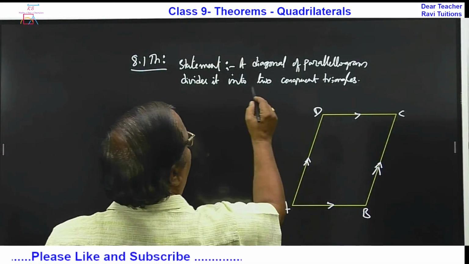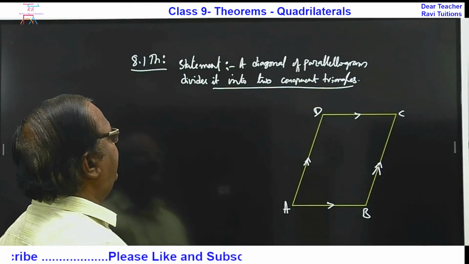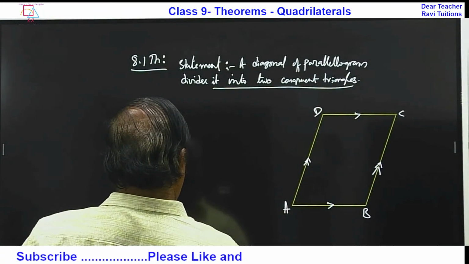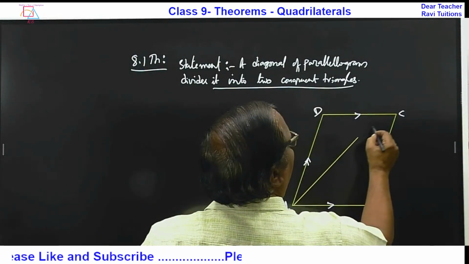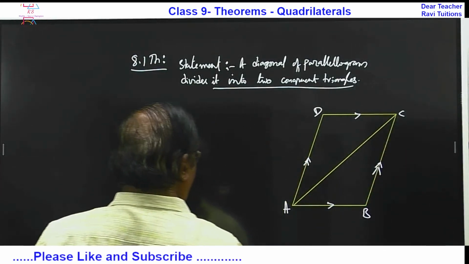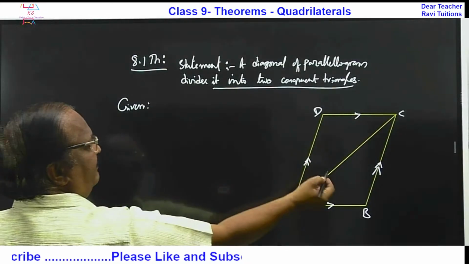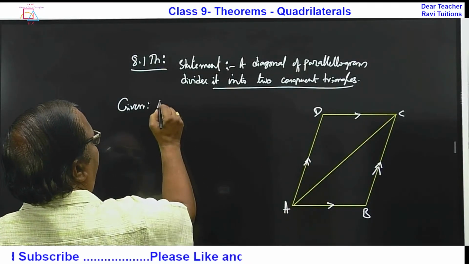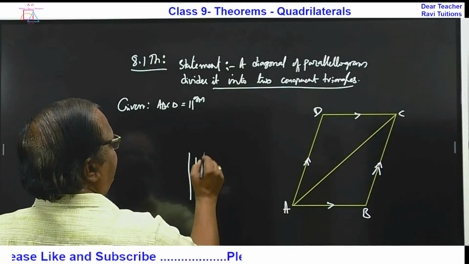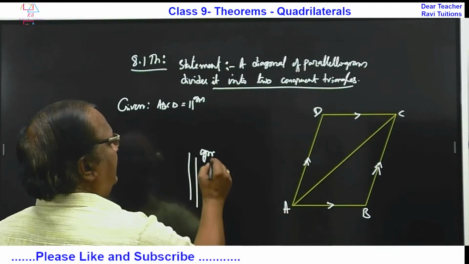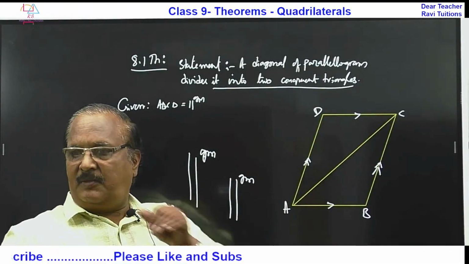What we have to prove is that the diagonal divides it into two congruent triangles. For this, you need to draw a line, join the diagonal. Diagonal is joined. Now let us express everything, whatever we have drawn, you should indicate it in the given. ABCD is a parallelogram. If you write it like this, then we call it a parallelogram. It is a short notation for a parallelogram.